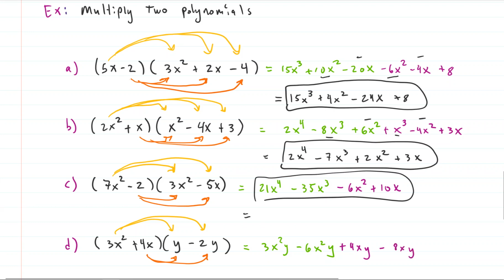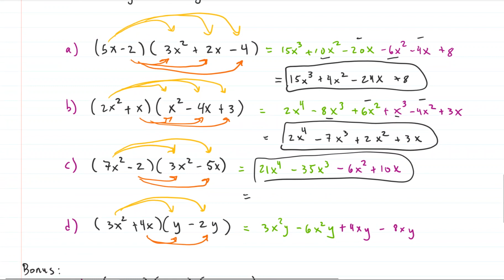And now we combine like terms, and we have 3x squared y and negative 6x squared y. Those are like terms, so we can combine those. We have 3 and the negative 6. That gives us negative 3x squared y. And we have 4xy and negative 8xy, so we are in the negatives here, negative 4. 4 minus 8 is negative 4. And we're done. We're done with that.